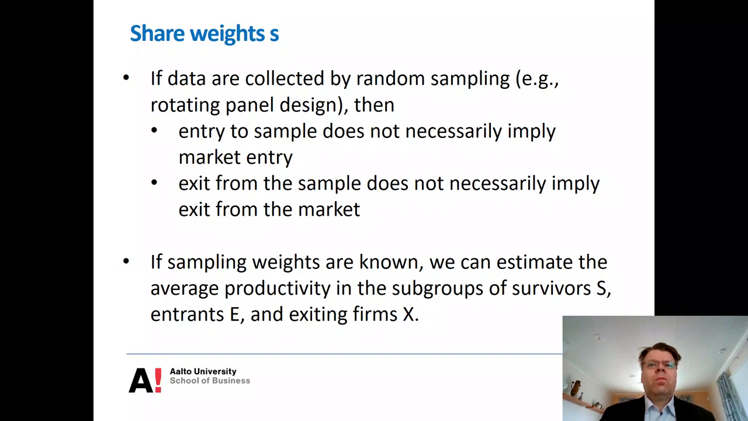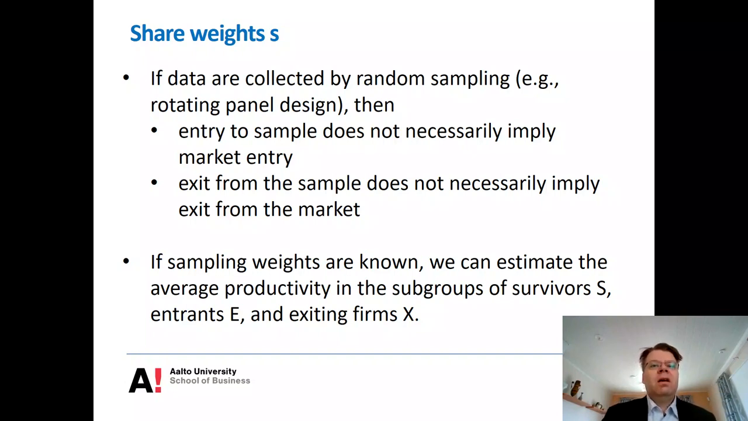So in some settings, if we have this kind of random survey data, and for example the sampling weights are known, it might be that these sampling weights are equal for all firms, if it is just simple random sampling, but there might also be some kind of stratified sampling. So if the sampling weights are known, they are of course different from these market shares, okay?